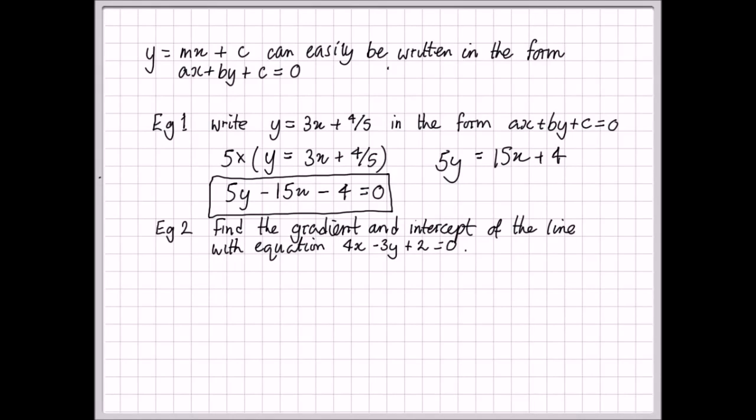We'll go from an equation that's written in the form 4x minus 3y plus 2 is equal to 0 to one that's in the form y equals mx plus c. So we can write minus 3y is equal to minus 2 minus 4x, and if we divide everything through by minus 3, we'll get y is equal to 4/3 x plus 2/3.